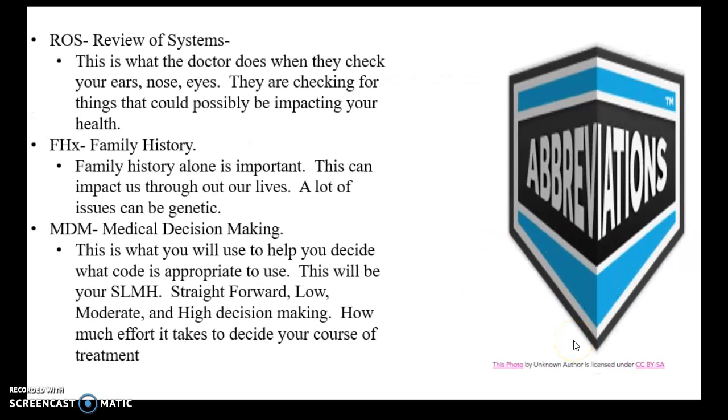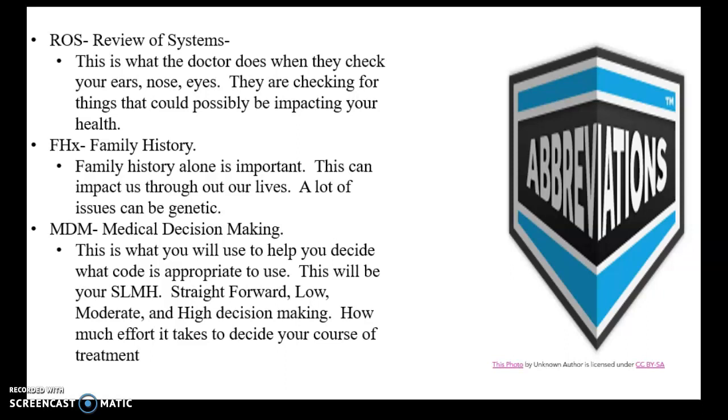You have your ROS, which is your review of systems. This is what your doctor does when they check your eyes, ears, and nose. They are checking for things that could possibly impact your health. You have FHX, which is your family history. Family history is very important. Family history can indicate things through genetics which could impact your health.